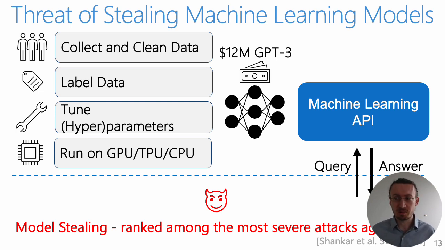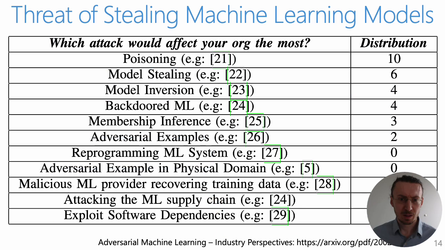In 2020, Microsoft published a survey where they analyzed many organizations and ranked model stealing as one of the most severe attacks against machine learning. So this is the main table from the survey. The first column indicates which attack on ML is considered the most severe by a given organization.